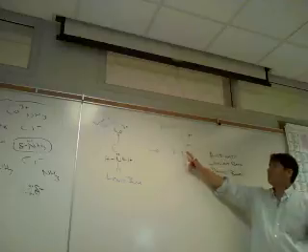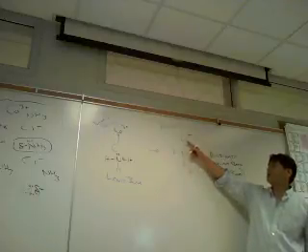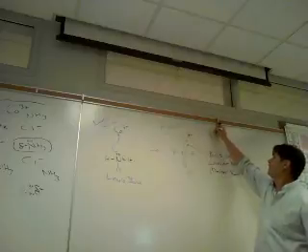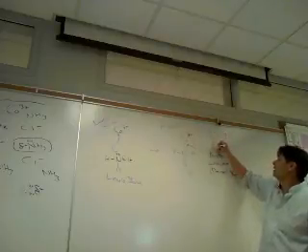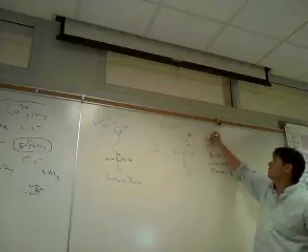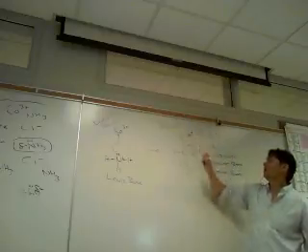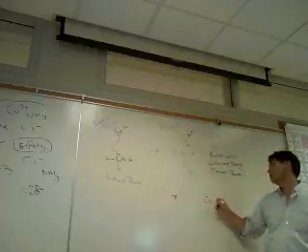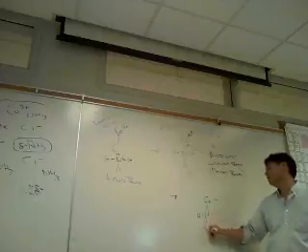Well, you know what? This cobalt is susceptible to another attack. A second ammonia can come over here and bind to it. There. And so what we end up with is two ammonias bonded to this.